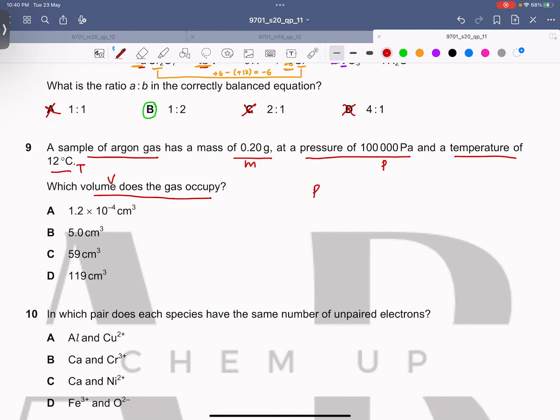So you must use the PV equals nRT expression, where you must remember pressure must be in pascals, n is the number of moles, T is the temperature which must be in Kelvin, and R is the general gas constant, 8.31. Okay, so if I make the volume the subject, my equation becomes nRT over P. I don't know the number of moles, right?